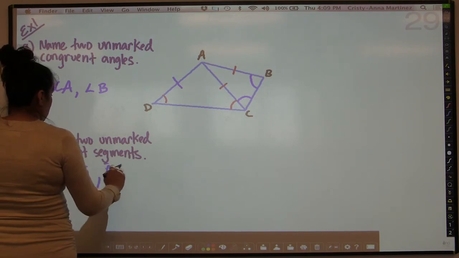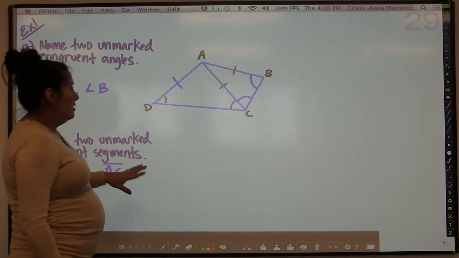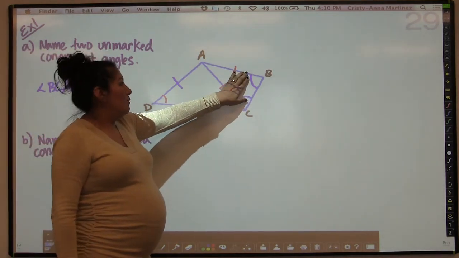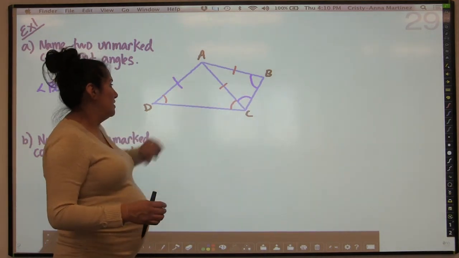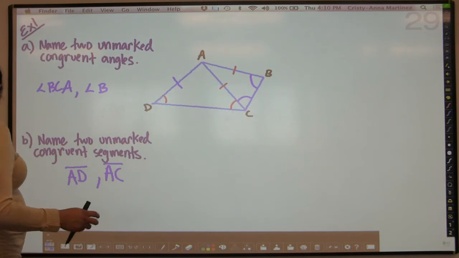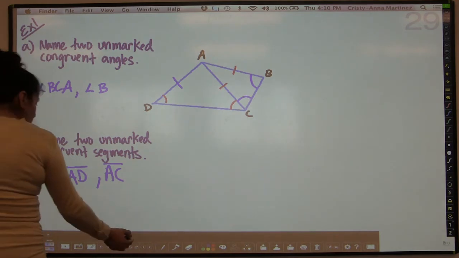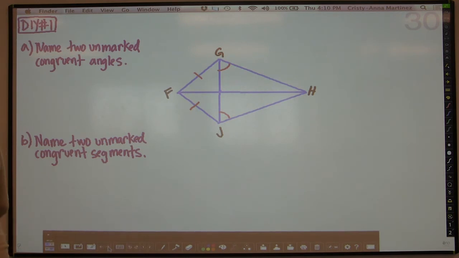Now I don't want this to confuse you. This is marked congruent, but it's marked congruent to that one. So now we want two segments that are congruent to each other that weren't previously marked. So now we're going to use these two. Alrighty, so that's basically how you do that example. And now we're going to ask you to try one on your own with a different diagram, same instructions.